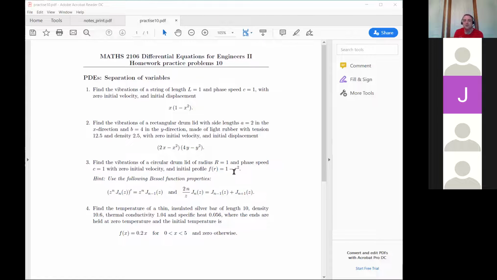Because it would be very nice to know how the lecturer would like people to answer this question. Do you want me to send you the solutions as well? Yep, that'd be really useful. All right. I'm presuming, while you're doing that, that when it says find the vibrations, it means find a formula for the displacement from the center at each position.